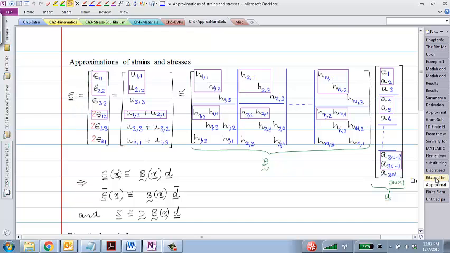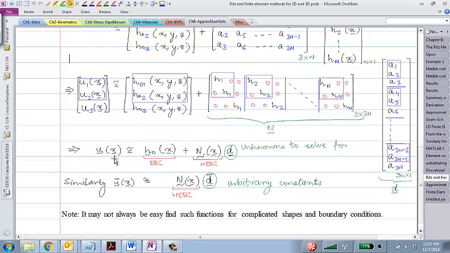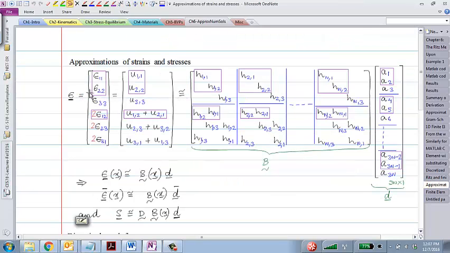So what we did here is just approximate the real displacement and the virtual displacement. Now I'll plug that approximation into the expression for strains. For strains, we know that E11 is the derivative of U1 with respect to X1. Similarly, we have the expressions for all of the other strains.